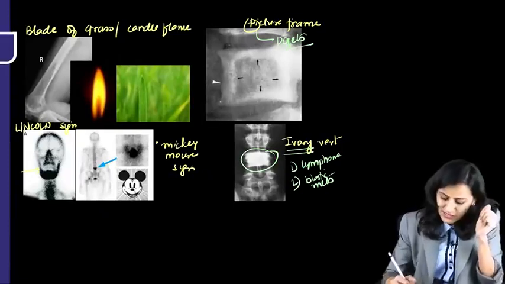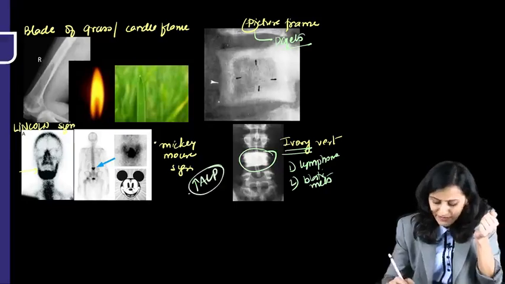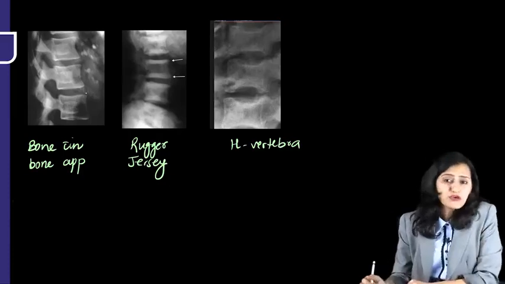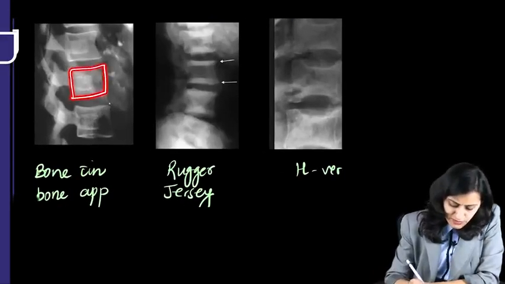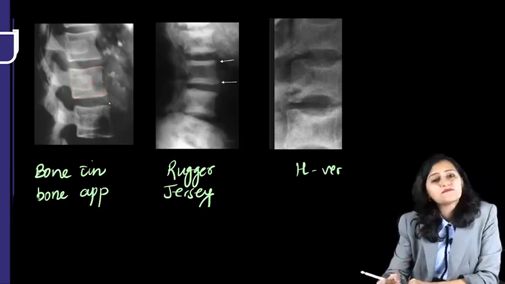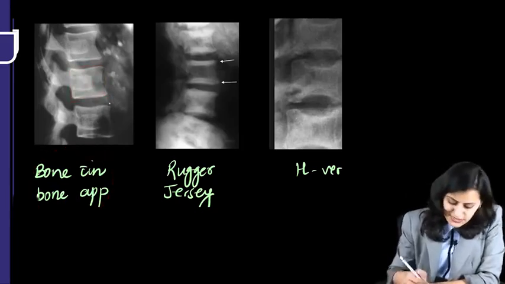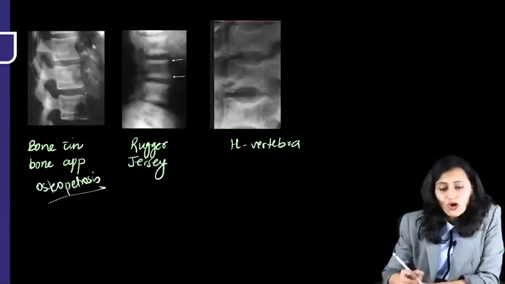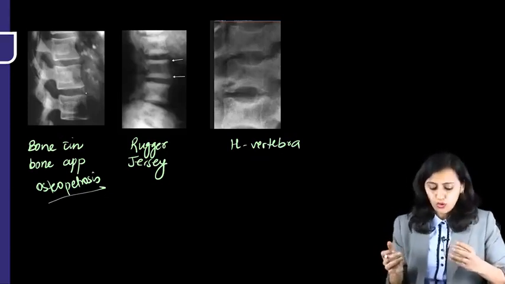And remember that in Paget's, the biochemical alteration that we have is only the ALP significantly increases, calcium phosphorus is normal. Next one, now do not confuse the picture frame vertebra with the bone within bone appearance. Now look at this bone within bone, the cortex is normal. Inside that we see another piece of bone. So this is bone within bone appearance which is seen in osteopetrosis, which is also called as marble bone disease.